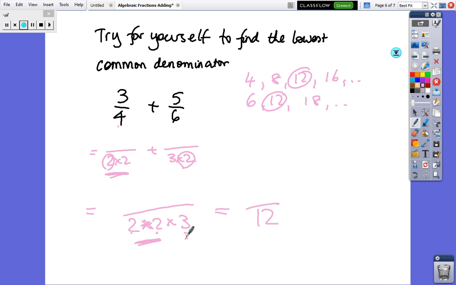So we're going to put that number back, that's a 3, that's a 5, because we haven't changed anything. So this number needs the 3, so we're going to multiply that by 3. So that turns into a 9, and then this number's got the 3 and the 2, so it needs the other 2. So that'll be 10. So the answer will be 19/12. Okay, copy that down and come across the next slide.